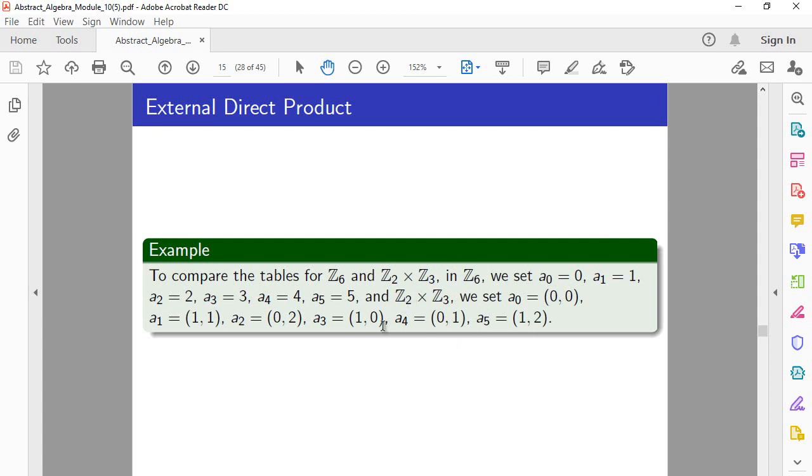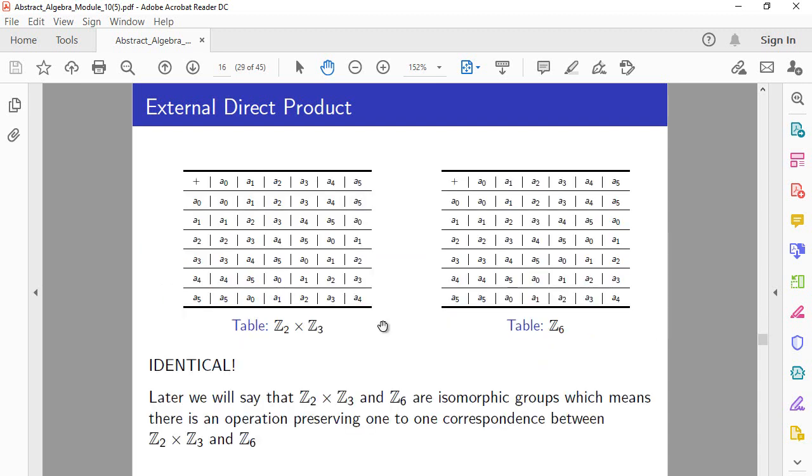And if we make these substitutions in the two tables here, what we get is this. And you can notice that these two tables are identical. So what it means is that these two groups are isomorphic, which we haven't defined yet, but we will be defining soon. But roughly speaking, it means that as groups, they are the same. So in terms of group properties, they are identical.